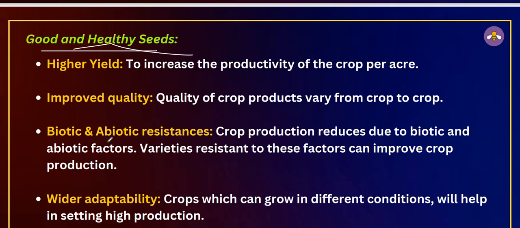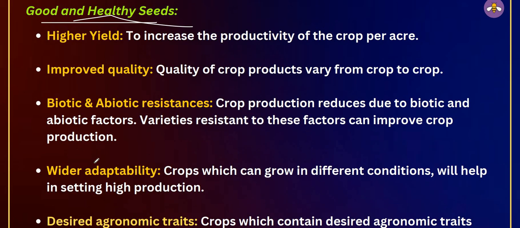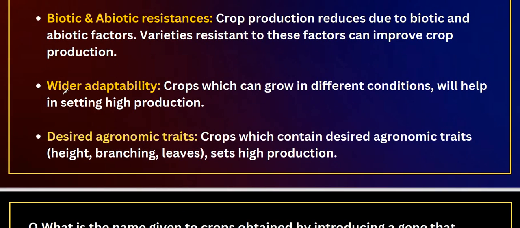Crop production reduces due to biotic and abiotic factors. Varieties resistant to these factors can improve crop production. Wider adaptability means it can be grown in any kind of terrain, any kind of physiology, any kind of region, anything. Desired agronomic traits. Now agronomic means agricultural traits.